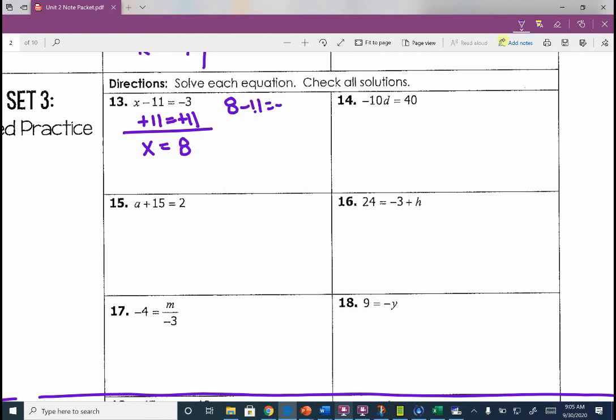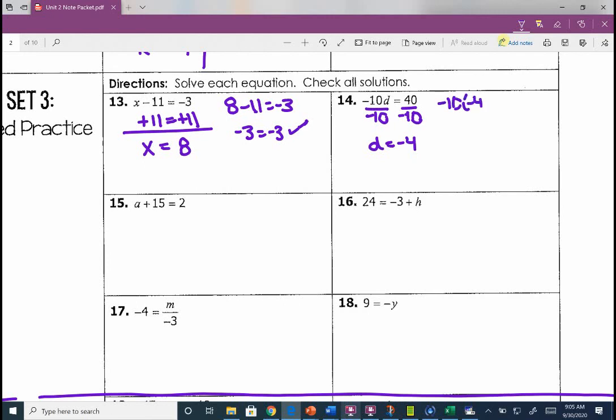In number 14, when the -10 is right next to the d, that means -10 times d. So to undo multiplication, we use division. So we're going to divide both sides by -10. So we end up with d equals -4. We substitute it back in, -10 times -4. Does that give us 40? And yes, it does. Positive 40 equals positive 40.